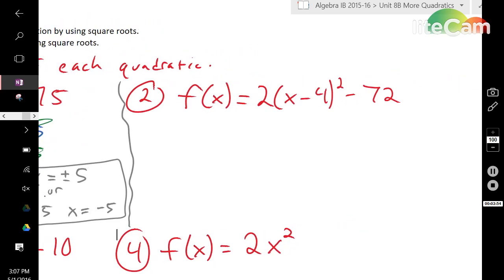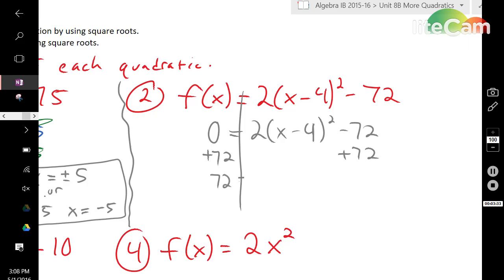Number 2, still find the zeros. So we're going to replace f of x with 0 again to find the zeros that make the function value 0. And we have now created an equation we can solve for x. Notice how there is a multiplication of 2, there is a subtraction of 72, and then there's the parentheses and the power of 2. Order of operations says that the parentheses are done first. That means they're going to be done last in the solving part. So the first thing we're going to do, work bottom up, we're going to add 72 to both sides.